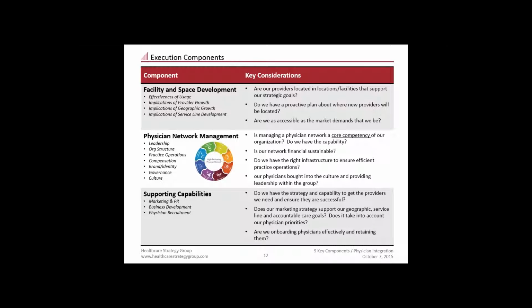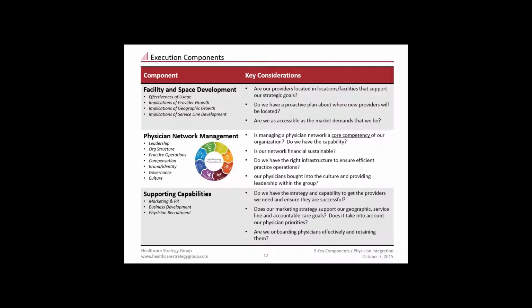And then on the execution components, to reemphasize the main point on each, facility and space development needs to be done as part of your strategy as opposed to after your strategy. There's a long lead time on facility and space development, and that is a critical piece towards making especially newly recruited physicians successful.